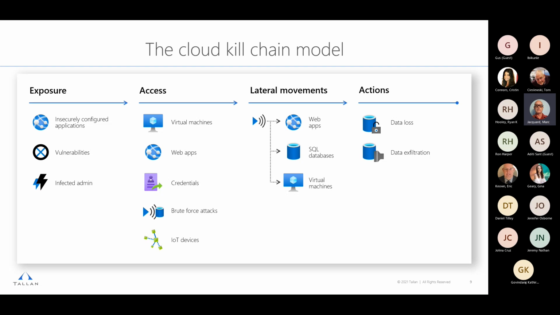Then they need access. How are they going to get access to a virtual machine, a web app? They're going to get credentials and log in through phishing or whatever means they have used. Brute force attacks, Internet of Things devices, all of those things are valid targets. Then what are they going to do? They're going to try to laterally move. Why? Because they're looking for something, anything, right? So they start looking at those web apps, SQL databases, virtual machines.